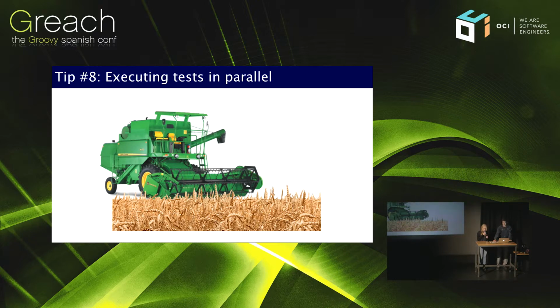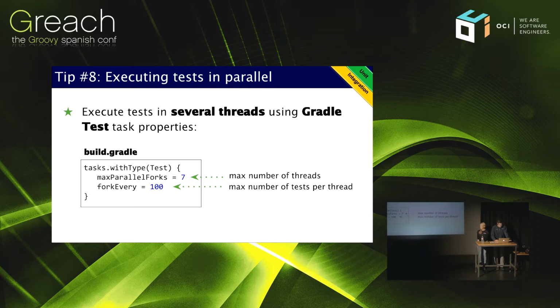Okay, so another tip to improve the performance of the test suite, in other words, the time it takes to execute, is executing the tests in parallel. Executing tests in parallel can significantly improve performance. And the Gradle test task provides two properties to execute tests in parallel.